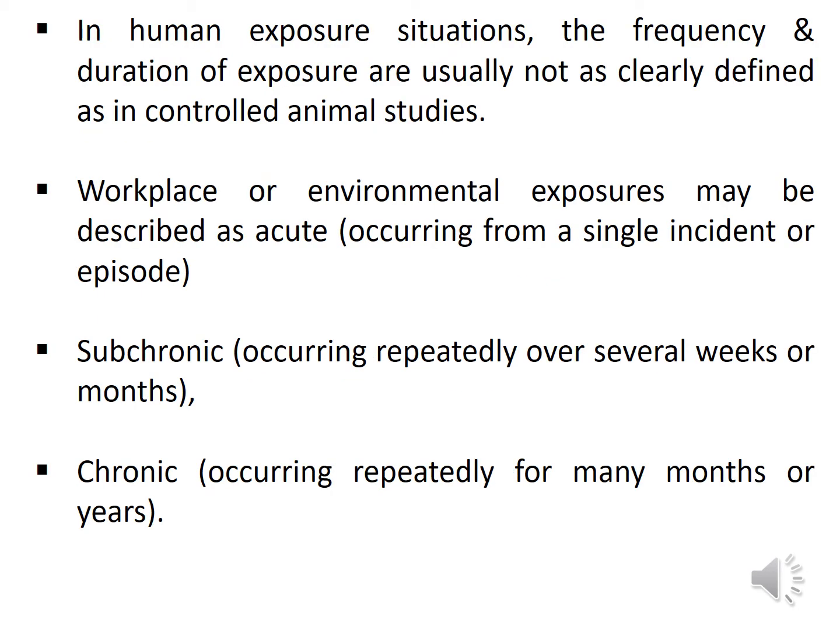In human exposure situations, the frequency and the duration of exposure are usually not as clearly defined as in controlled animal studies, and these are acute, subchronic, and chronic exposures. Workplace or environmental exposures may be described as acute, occurring from a single incident or episode. Subchronic, occurring repeatedly over several weeks or months, while chronic, occurring repeatedly for many months or years.